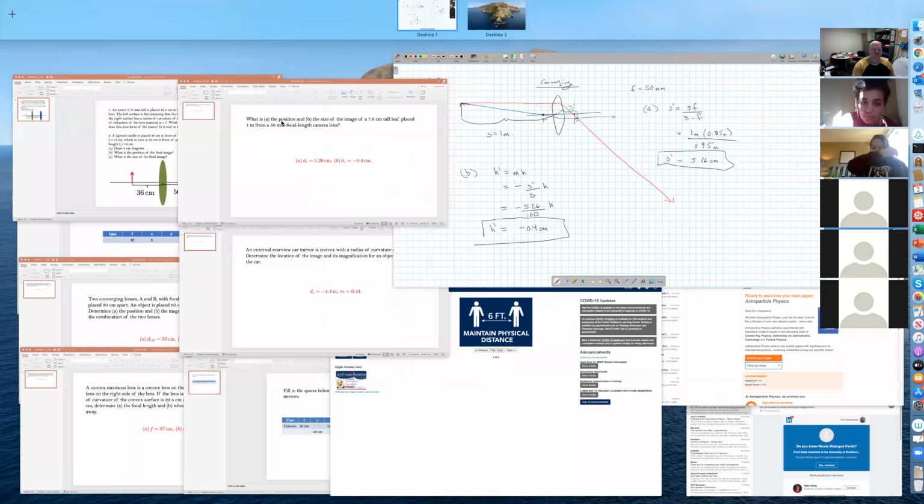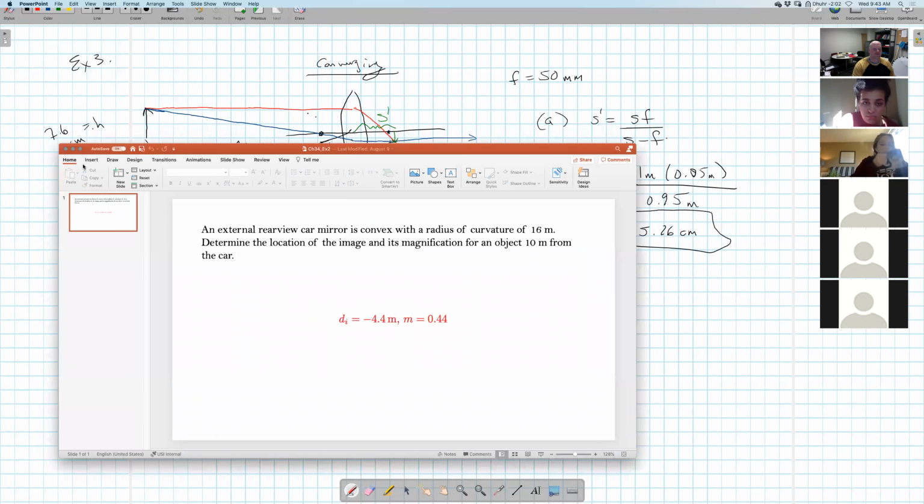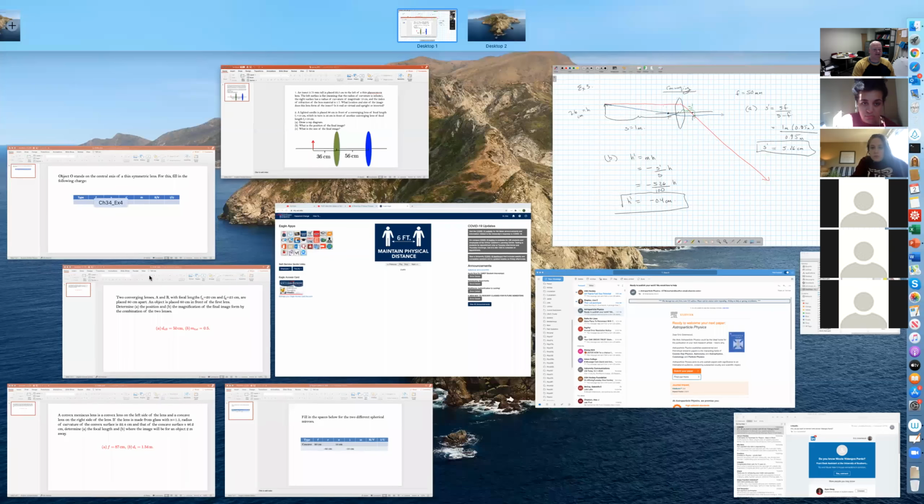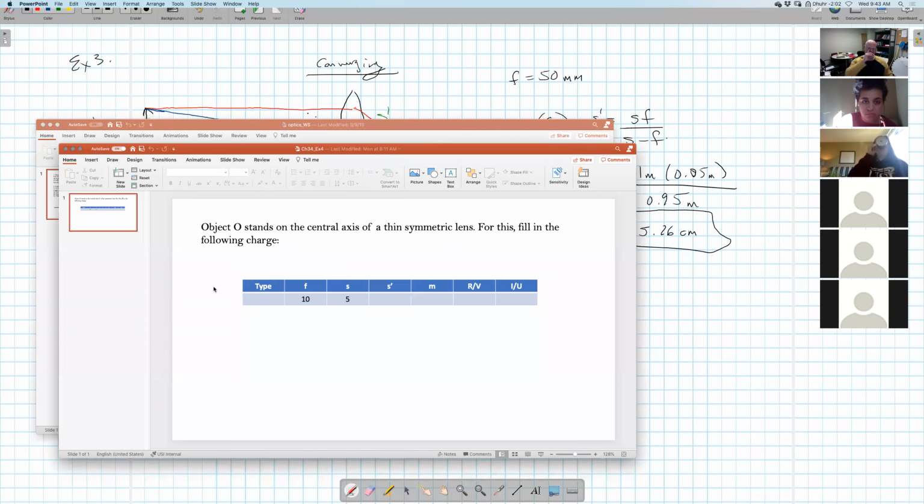Let's do another one. So we already did that one. The next one is this little chart here. It says we have an object O standing on the central axis of a thin symmetric lens. Fill in the following chart, that should be chart, not charge. I don't know why I put charge.